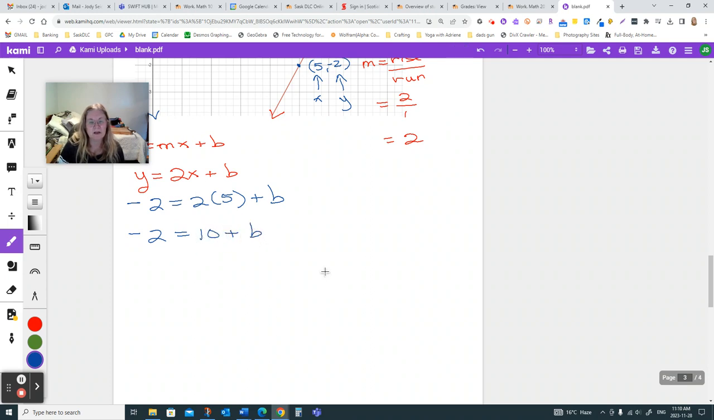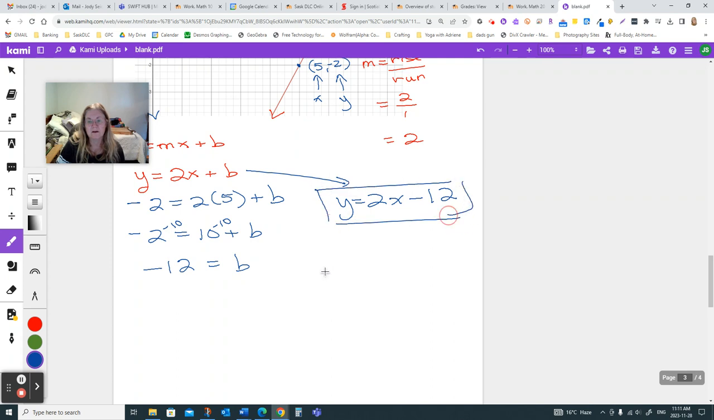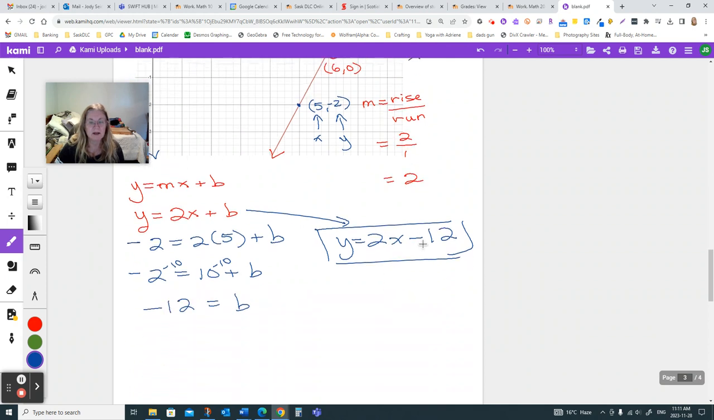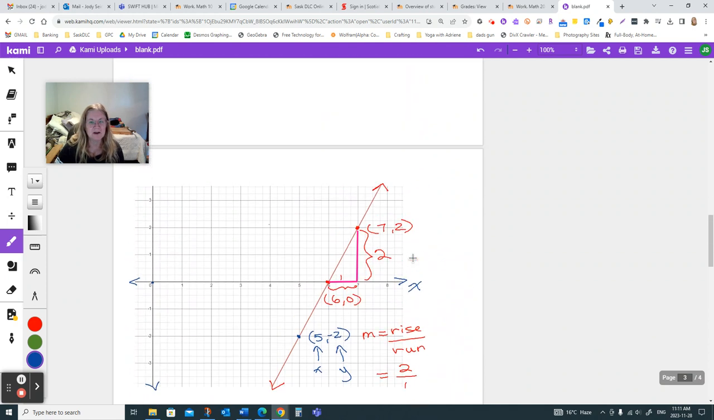Subtract the 10 from both sides. And I know that -12 is my b value. So now this equation, y equals 2x, instead of plus b, I have minus 12. There's the equation of that line. Again, if you wanted to check that you've got the right equation, you could find another point and try it. But I know I'm right. There's the equation of that line.